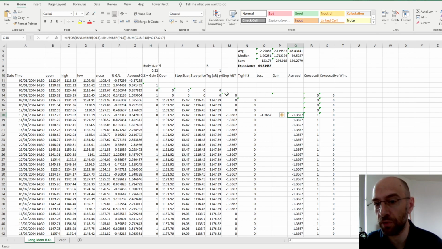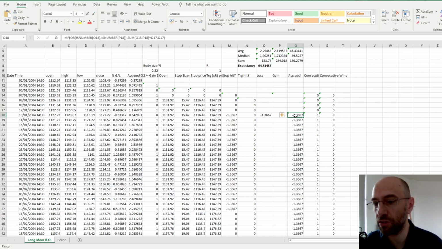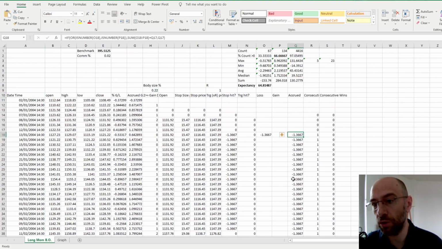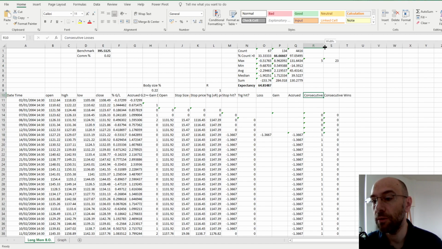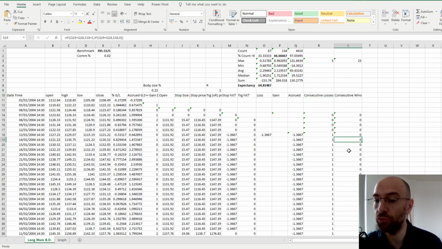So I basically, from the first trade all the way from starting in 2004 to 2021, I just transport the total loss or gain. And then the last two columns, I just counted the number of consecutive wins and consecutive losses. So the first column is consecutive losses. Let's just extend the column width here, and then the consecutive wins, the same thing. So there's the formula for one, and there's the formula for the other.